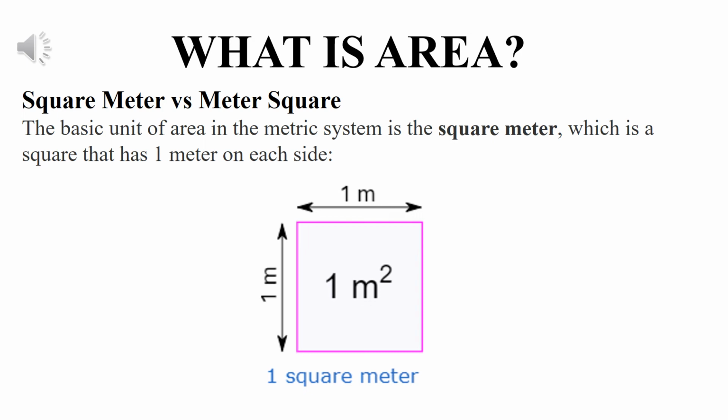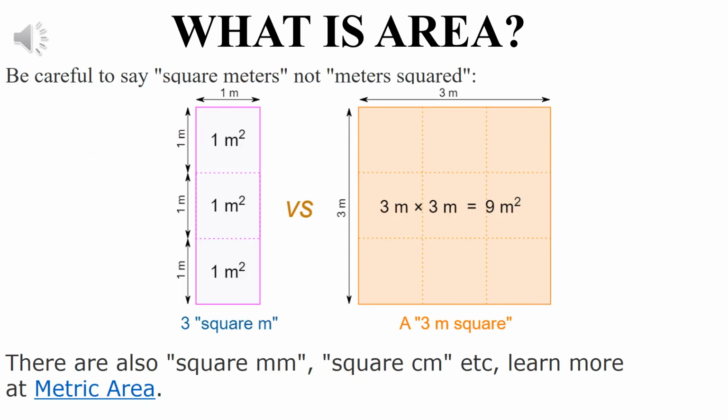Square meter versus meter square. The basic unit of area in the metric system is the square meter, which is a square that has 1 meter on each side. Be careful to say square meters, not meters squared. There are also square cm, etc. Learn more at metric area.